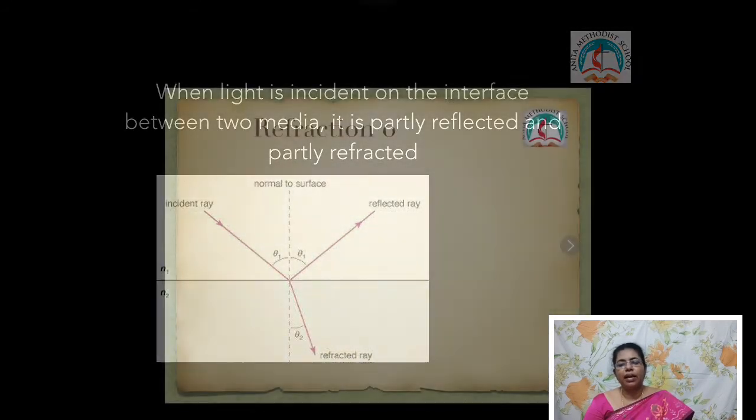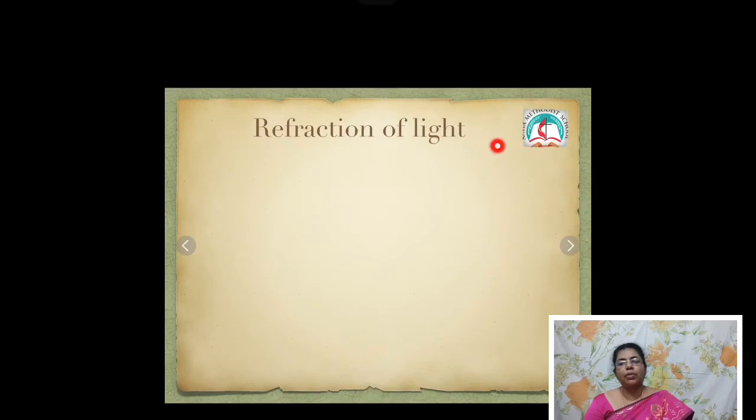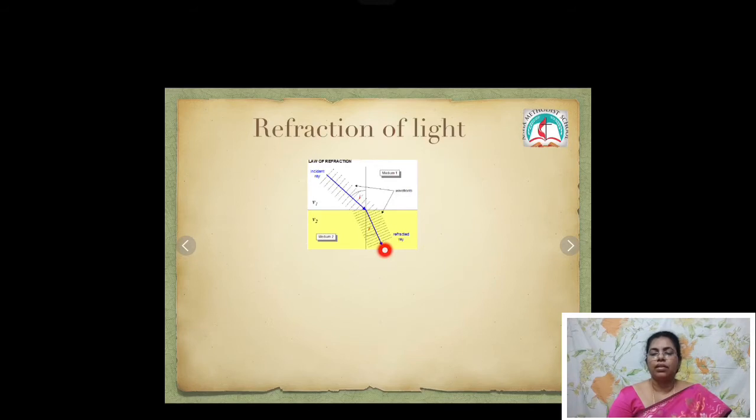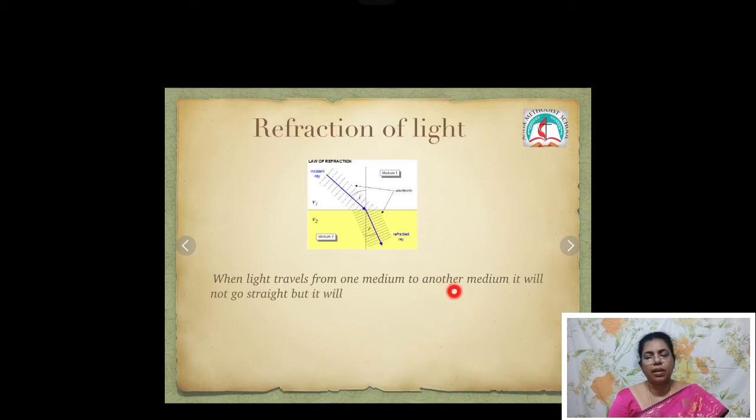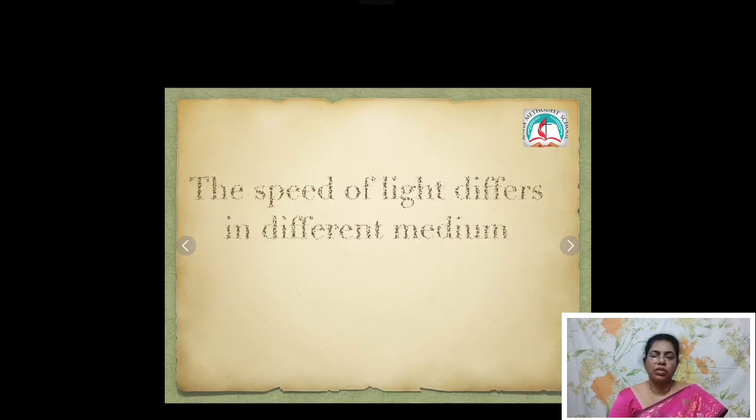So when light travels from one medium to another medium, it will not go straight. It will deviate from its path. So that is called refraction of light. The bending of light from its path we call the refraction of light. So when light travels from one medium to another medium, it will not go straight but it will deviate from its path. So this we call the refraction of light.